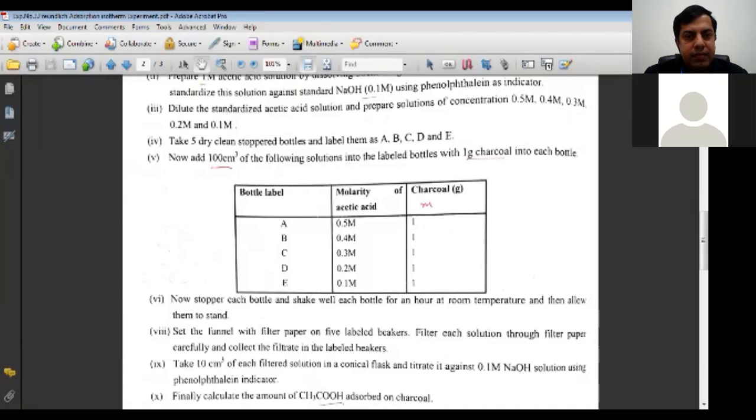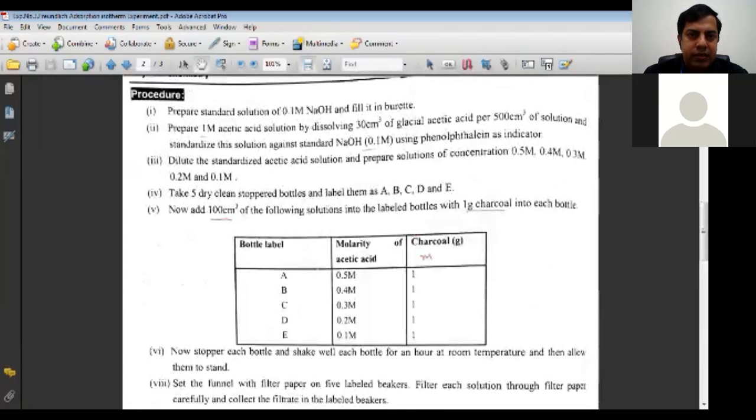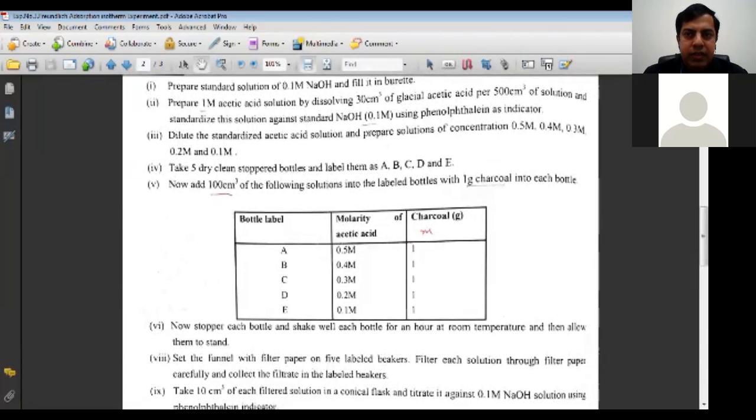You can take 100 ml of each of these, and maybe you can vary the concentration depending on how much acetic acid you want to take in the bottle. As a standard, you can take this amount, and then you have to put 1 gram of the charcoal in all these 5 bottles. So actually this is the adsorbate and this is the adsorbent.